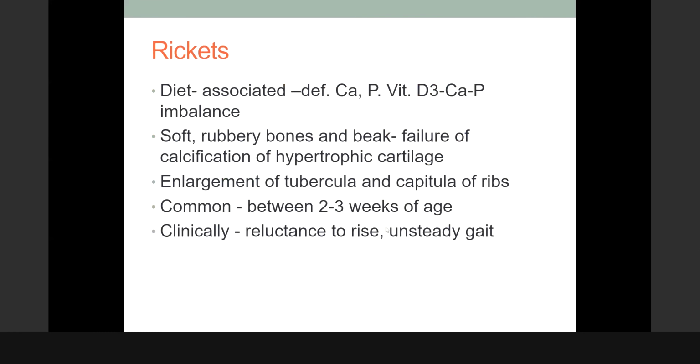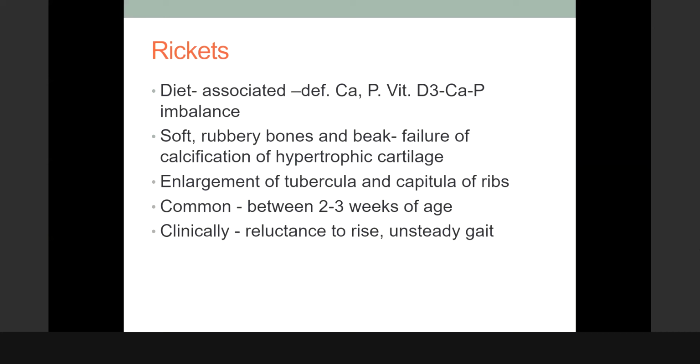First one is rickets. Diet associated with deficiency of calcium, phosphorus, vitamin D, or calcium and phosphorus imbalance. What happens is they have a unique appearance: soft, rubbery bones and big, which is the failure of the calcification of the hypertrophic cartilage. Enlargement of tubercula and capitula of the ribs. Tubercula and capitula of the rib are part of the anatomy of the ribs, the part of the bones that is attached to the spine.